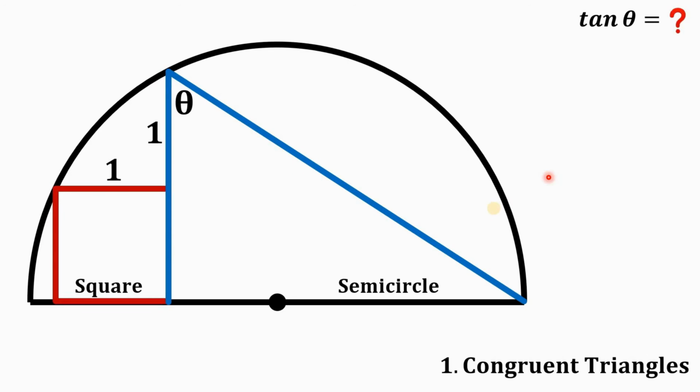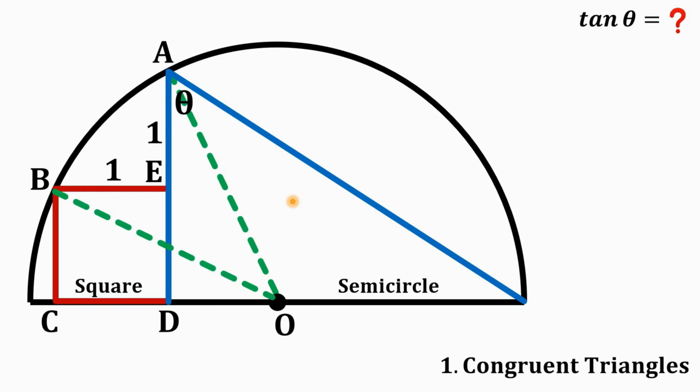In order to solve this question using congruent triangles, let's name some important points. So let's name the center of this semicircle as O, this is A, this is B, this is point C, this is point D, and this is point E. Now, let's draw radius OA and OB like this. And let's call this R. Let's connect point A and point B.